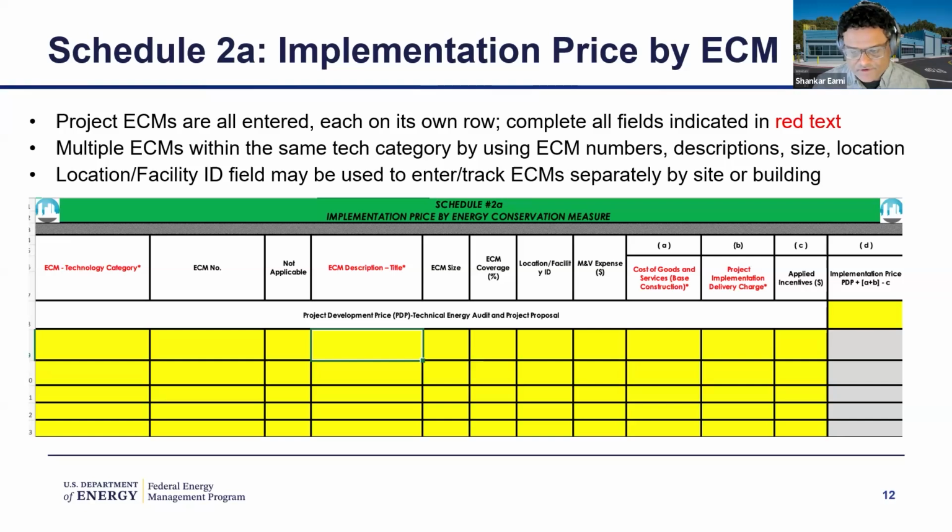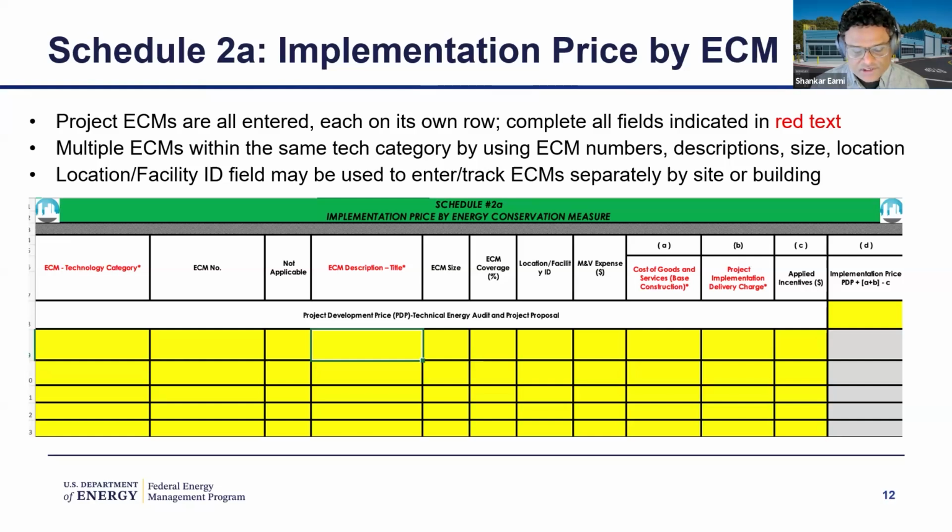This is where you specify your soft costs. This is basically your design costs, project management costs, M&V costs, things like that. This is the M&V cost for the upfront M&V cost. And then there are the applied incentives, any incentives that are associated with the ECM. And based on the information you enter in these yellow cells, the information on the far right under implementation price gets calculated. And you can also specify the location where the ECM has been implemented.